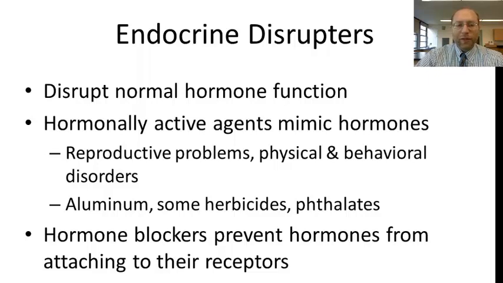One type of endocrine disruptor are hormonally active agents, and these mimic hormones. These can cause reproductive problems. When they do that, they can be called gender benders. In other words, they can sort of make males be like females and females be like males. And they can also cause physical and behavioral disorders. Examples of these are aluminum, some herbicides, and phthalates. Also, hormone blockers can be other examples of gender benders because they can prevent hormones from attaching to the receptors.